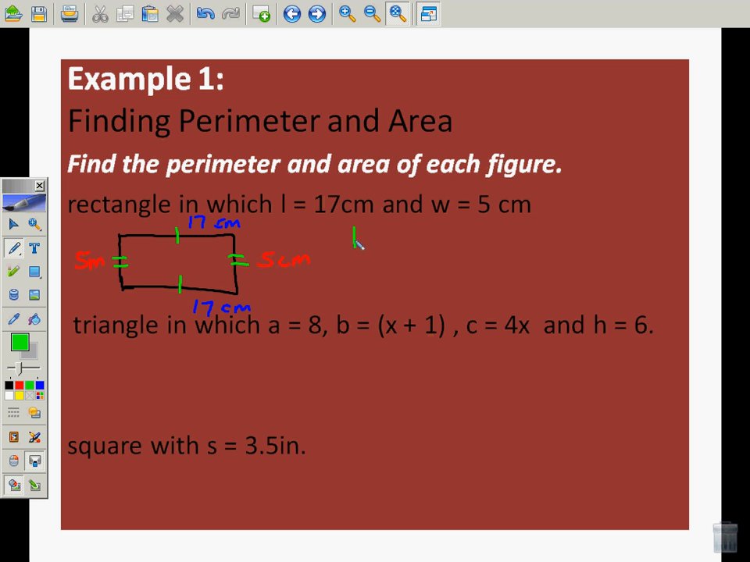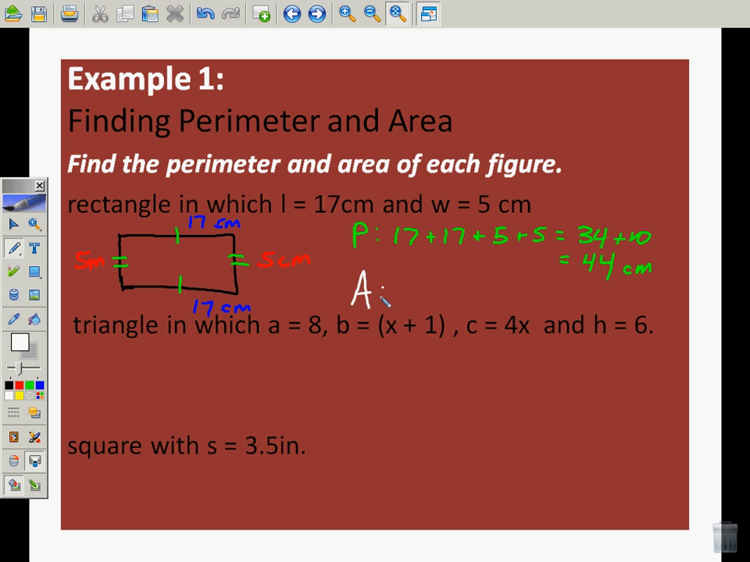Here we go. Perimeter, add them all up, 17 plus 17 plus 5 plus 5. Well, 5 plus 5 is 10, so I've got 34 plus 10 is equal to 44. And my units, I have to remember my units. 44 centimeters. Okay? Area.